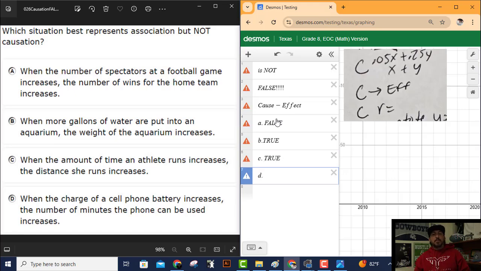Choice D, the amount of battery you have, the more minutes you can talk. Yeah, that makes sense too. So that guy is true. So the answer is going to be A, and that's the false one. These guys can be tricky. It's a simple idea, but be careful because they want the false one in this case.